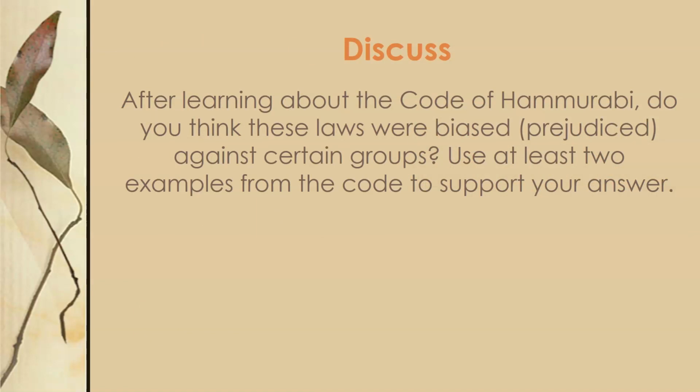Okay, that brings us to the end of the lecture. So what I want you to do after completing the activity on the Code of Hammurabi is to consider whether you think these laws were biased. That means, do you think they were prejudiced against certain groups of people? You can use two examples from the code to support your answer and create a thesis statement like we have been practicing.